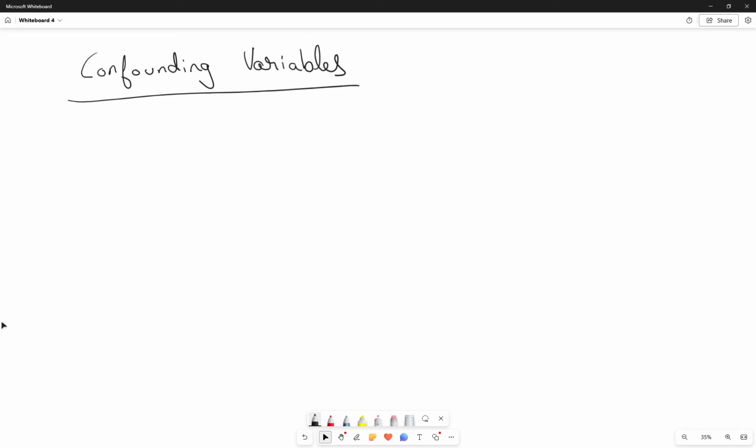So, what is a confounding variable? This is basically an outside factor that can affect both variable types.